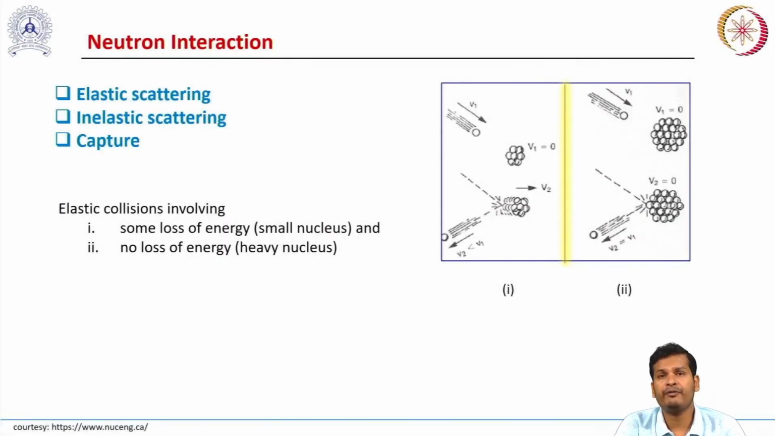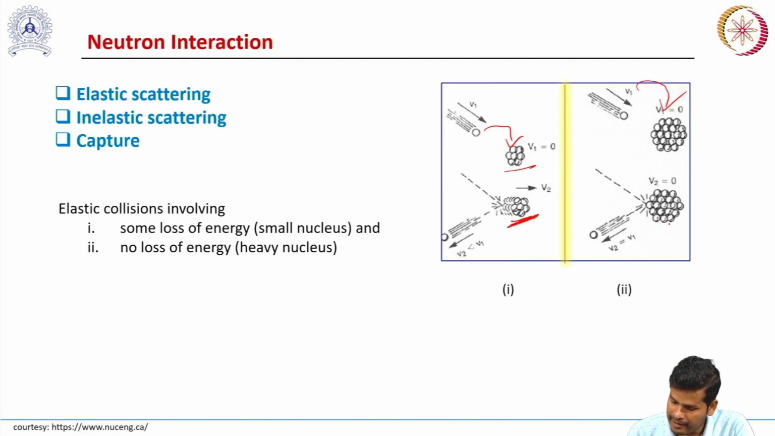Now, if you look at this figure, we have two types of interaction. First case, a neutron is colliding with the nucleus. Second case, also a neutron is colliding with the nucleus, but here the nucleus mass is very low. Here the nucleus mass is very high. That means the size of the nucleus and neutrons are different. In this case, nucleus and neutron almost have the same size or same mass, but in this case, neutron and nucleus have different size or different mass.